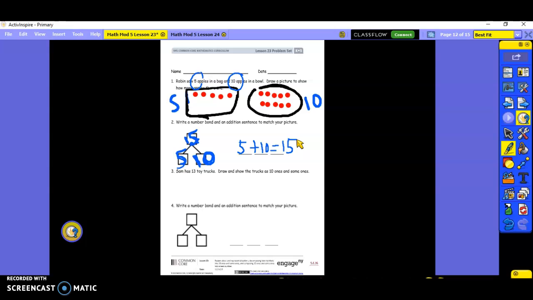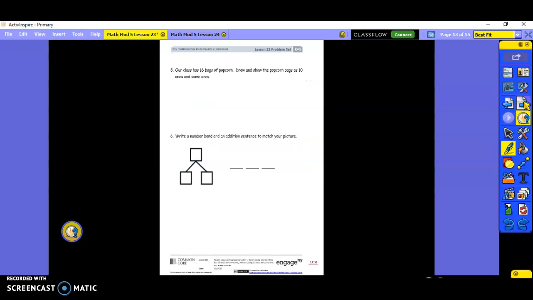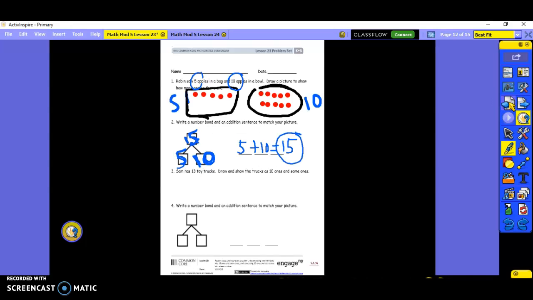That's right, we composed our numbers in this problem. We put our parts, we put our 10 ones and our other ones together to equal our whole, to equal our teen number. Now, Miss Lakia is going to let you work on the rest of your problem set with a mommy and a daddy. You're going to be drawing pictures, writing your number bonds, and writing an addition sentence that matches your picture and problem.